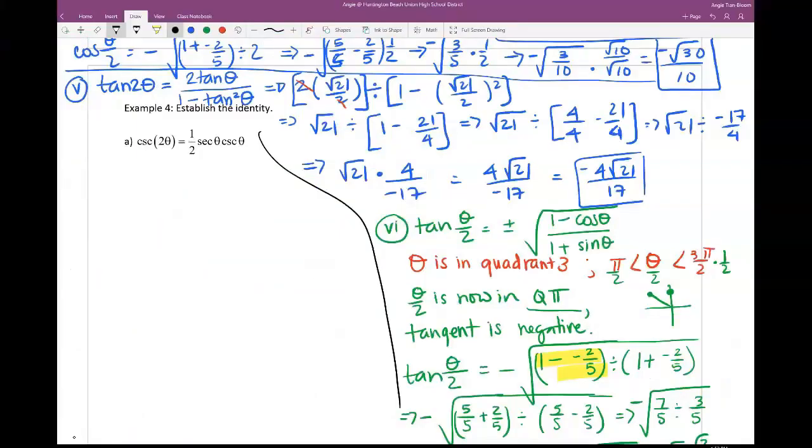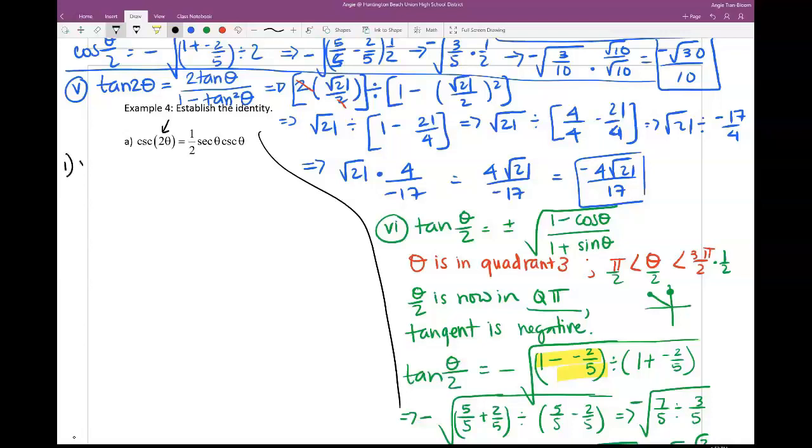You can celebrate because example 4, establish the identity, is our last example in 7.6 notes, okay? So here we go. Cosecant of 2 theta equals half times secant of theta times cosecant of theta. Now, when you're establishing an identity and it has half angle or double angle, then that's the side that you want to start with, okay? So always start on the double angle identity.